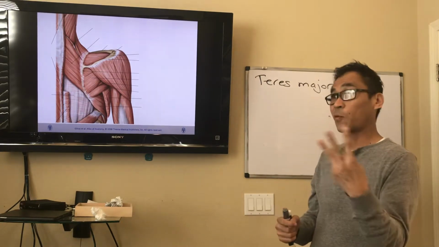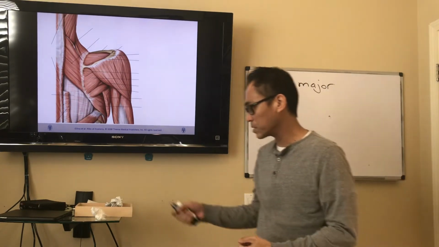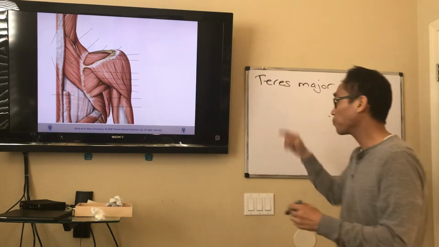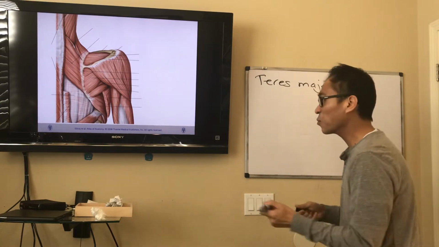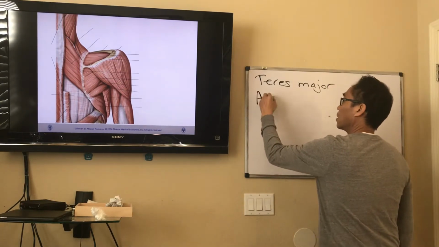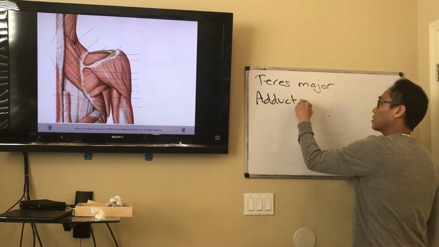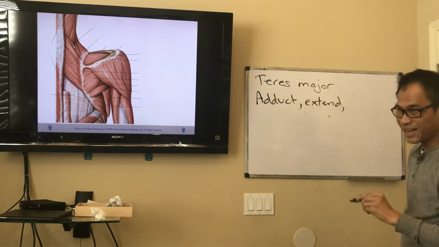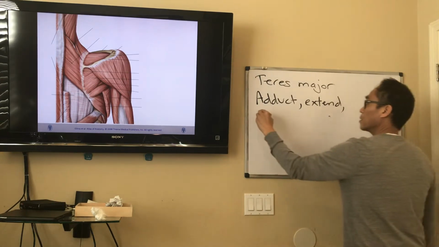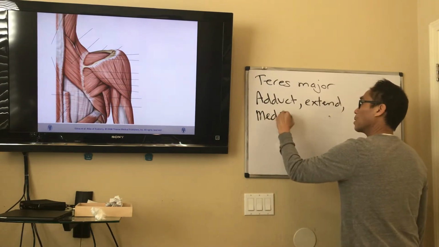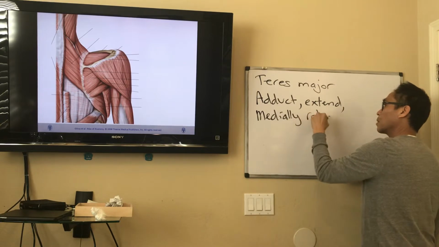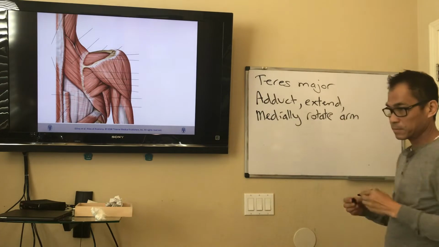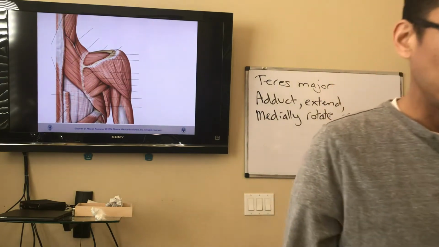So this is part 3 of 3 for muscles. And exactly where I left off, I was just going to write on the board the actions of teres major, which is to adduct, extend, medially rotate arm.